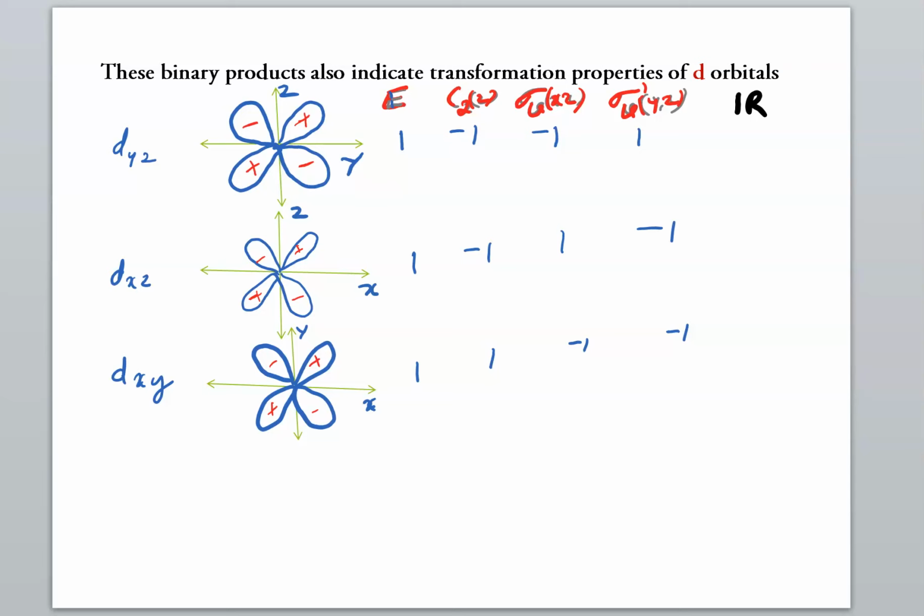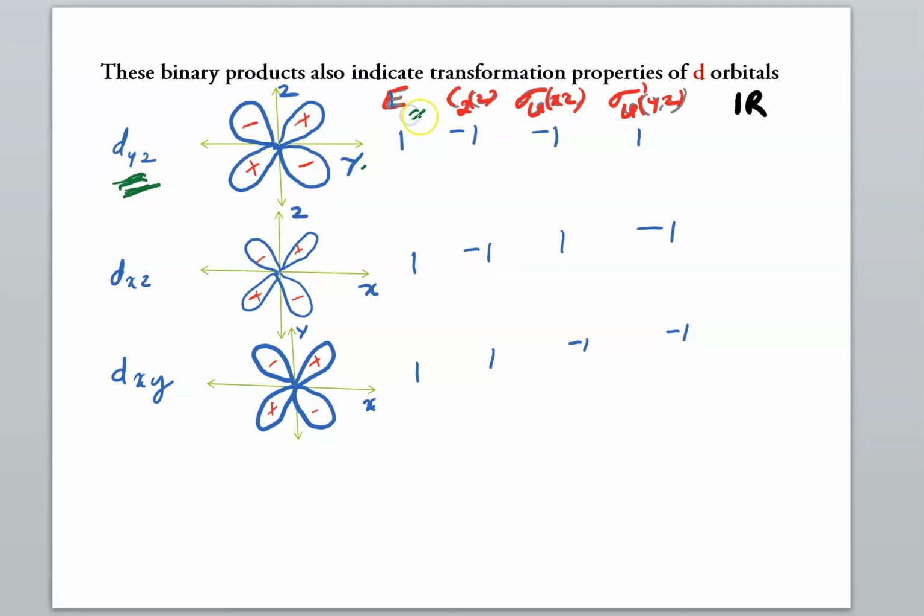All these binary products and the squares are the transformation properties of d orbitals also. Consider the dyz orbital. This is the y-axis, this is the z-axis. The lobes are in between the axes. Here plus sign, minus, minus. This is the shape of the dyz orbital.